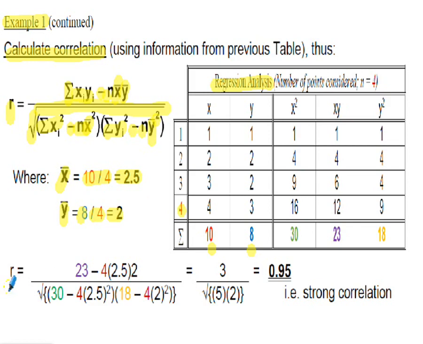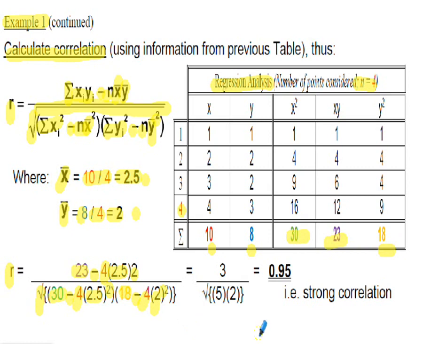Putting these values into the equation for R, so it becomes 23, summation of the xy values, take away 4, which is the number of points we've got, multiplied by the x bar, multiplied by the y bar. That's the numerator. Denominator, we've got the square root of the summation of the x squared values, that's 30 in this case from our table, take away the n, the 4, times the 2.5, the x bar, all squared. First bracket. In the second bracket, we've got summation of the y squared values, which is 18 here. So that's 18, take away the n, 4, times the y bar, which is 2, all squared.